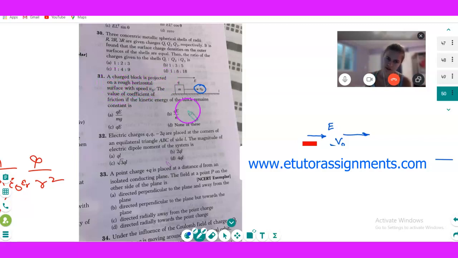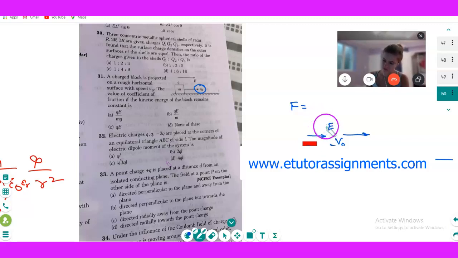Q charge is there. How much is the charge? Q. Q charge is there. It means what force is working on this block? Please tell me. This block is working in an electric field. Electric force is how much?